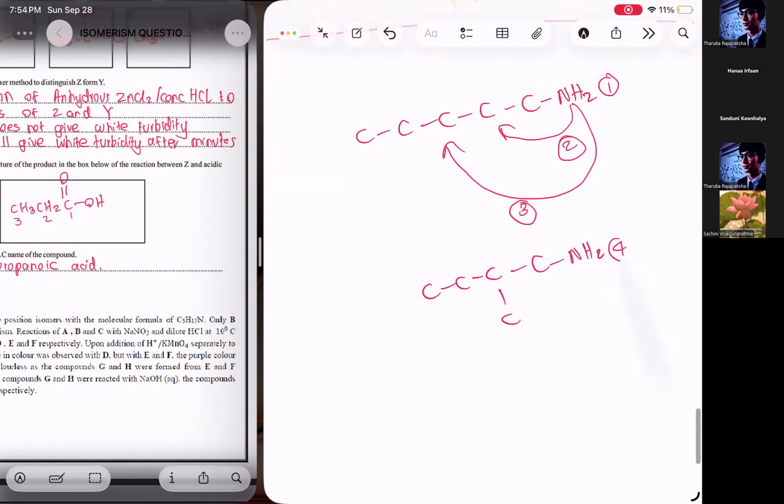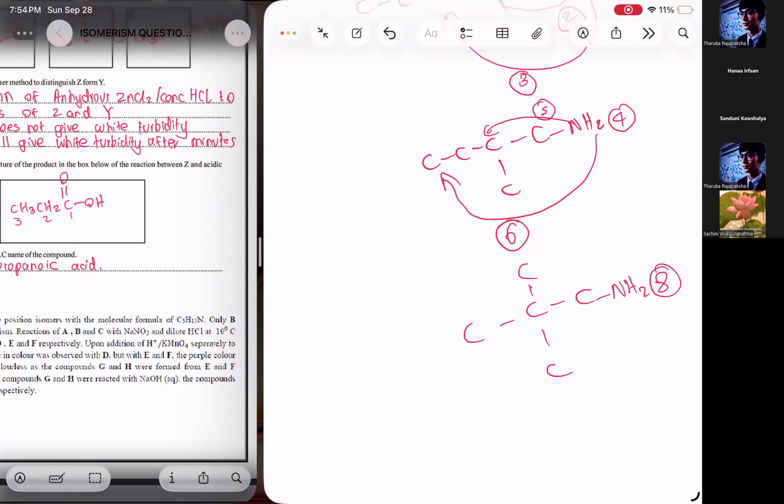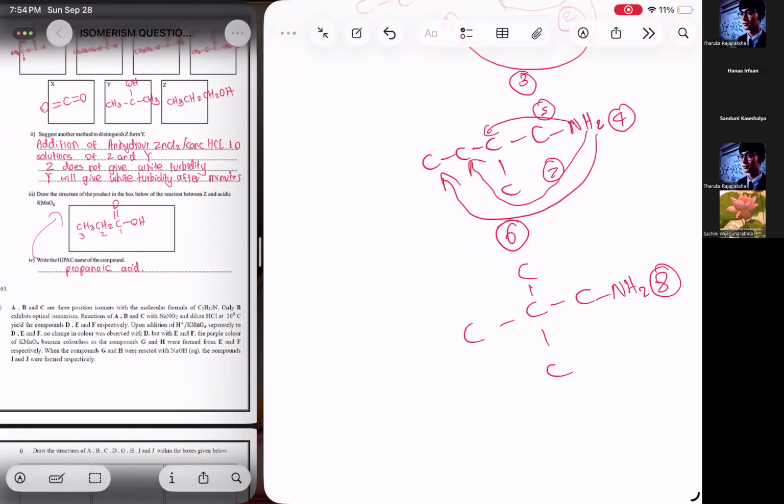This is the fourth structure. You move the NH2 group here. That's the fifth structure. You move the NH2 group here. That's the sixth structure. You draw the next carbon chain: 1, 2, 3, 4, 5, NH2. That's the eighth. Oops, did I miss one? This is the eighth one, and then here to here is the seventh one. There you go. Only B exhibits optical isomerism.